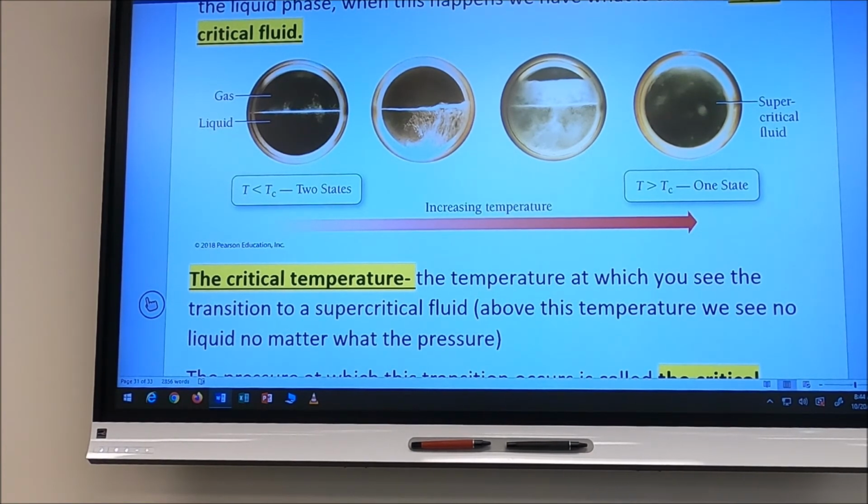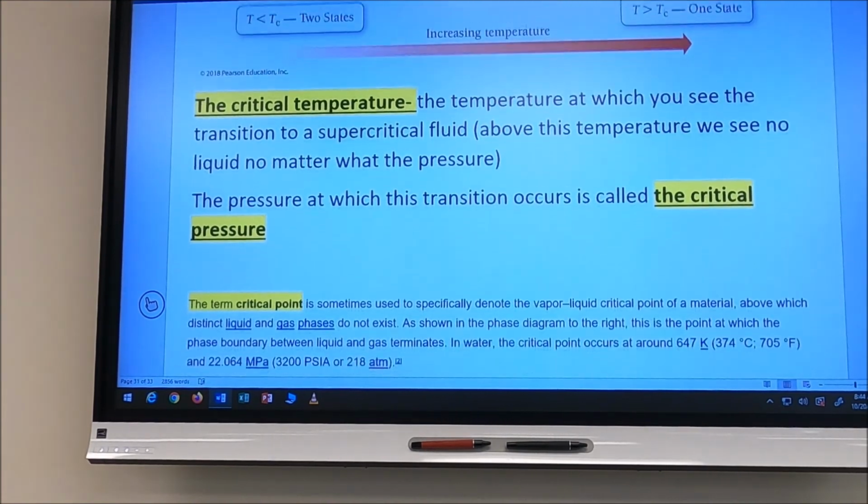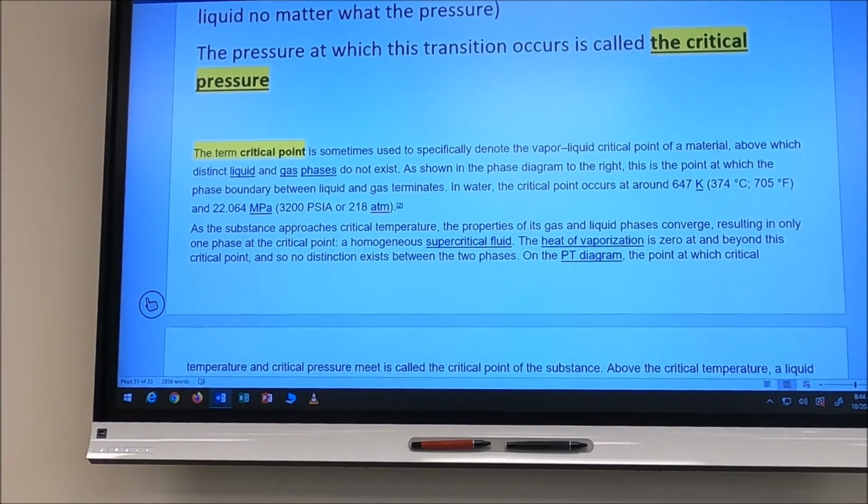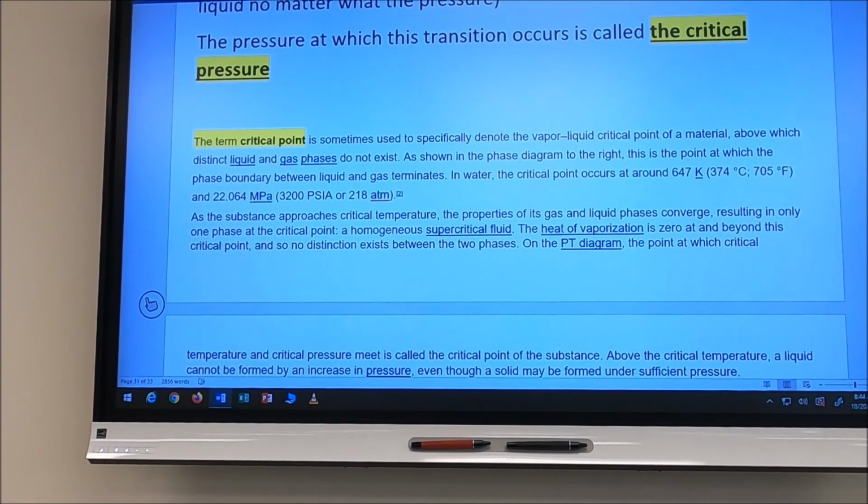Above this temperature, we see no liquid, no matter what the pressure. So I can apply incredible pressures and I can't get it to condense into a recognizable liquid. The pressure at which this transition occurs is called the critical pressure.